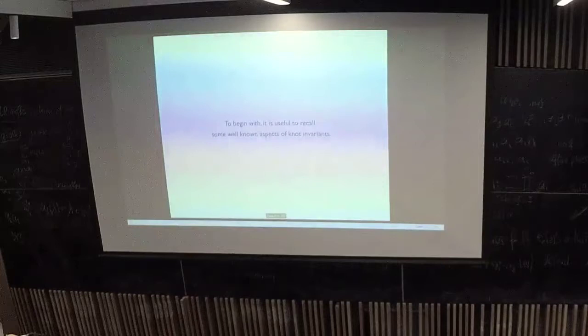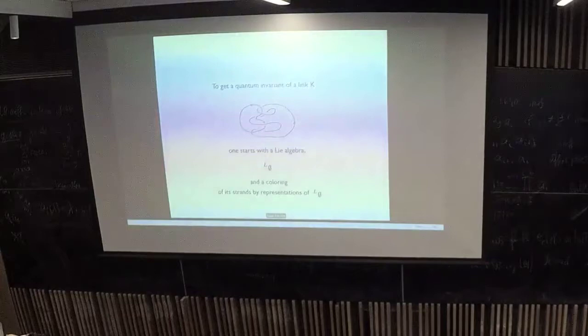Okay, so it's useful to review some very well known aspects of knot invariants, and I'm reviewing them in the language that will be useful for us in what follows. Even though this is familiar, it is important to do it. So to get a quantum invariant of a knot, one starts with the Lie algebra, which we'll denote here by LG. L is for Langlands. For most of the talk, we'll take G or LG to be a simple Lie algebra, so you can forget about the L. Anyway, we start with the Lie algebra G and a coloring of the strands of the knot with its representations.